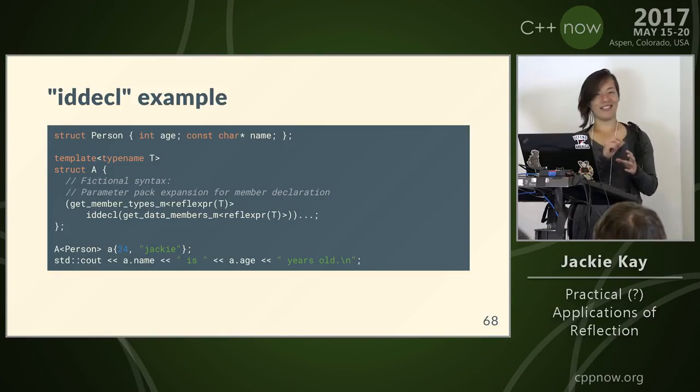And this is some more fictional syntax. And what if that pack expansion could also be in lockstep with getting the member types? So we could declare the member types, and then we could declare the names of those members in order. So the result of this in my fictional land is A of person is going to have all of the same members as person. And this is a total toy example because it essentially achieves like hack inheritance.